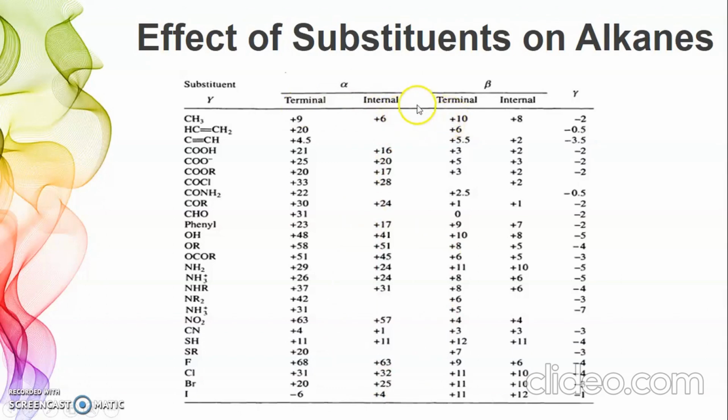For the beta terminal, as with the alpha terminal, most of the compounds get lesser positive values. In the internal beta position, we get lesser delta values. Then for gamma, we get a negative value. That's why we talked about the shielding effect.